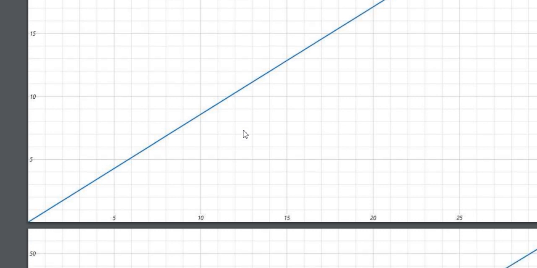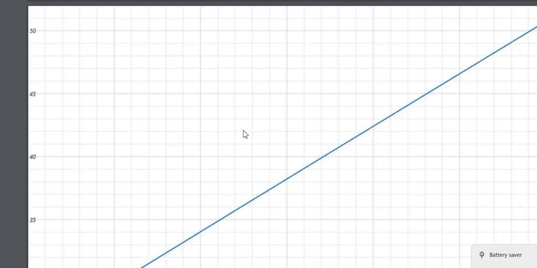Okay, let's scroll down a little bit here to see the next chart. The next chart shows the next part, that's from 30 to 60.